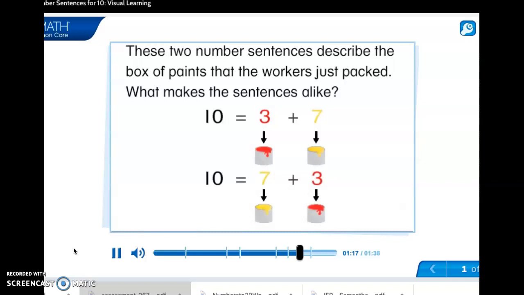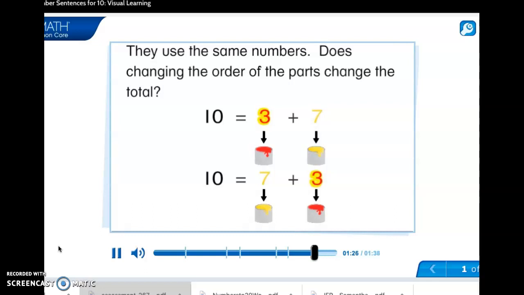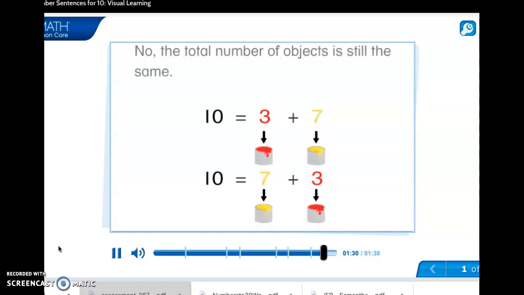These 2 number sentences describe the box of paints that the workers just packed. What makes the sentences alike? They use the same numbers. Does changing the order of the parts change the total? No, the total number of objects is still the same.